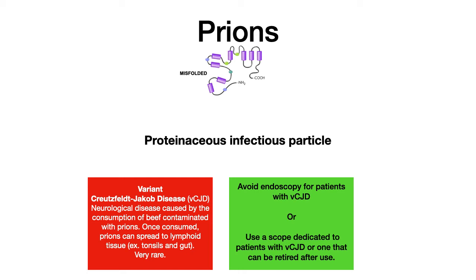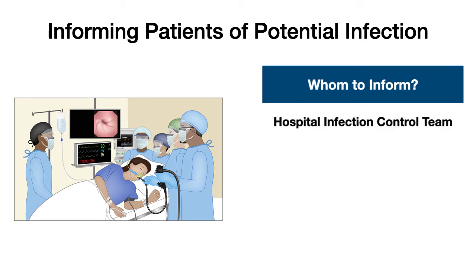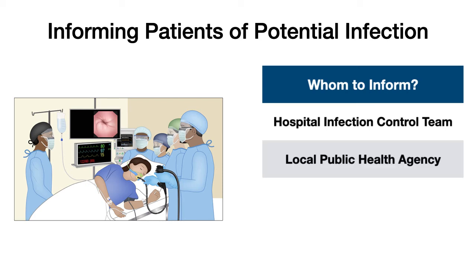Fortunately, this problem is rare, so we don't have to worry too much about it. Say, for example, you realize that the patient that you have taken care of was exposed to infection. What should you do next? You should inform the hospital infection control team, and the hospital infection control team will certainly reach out to the local public health agency.